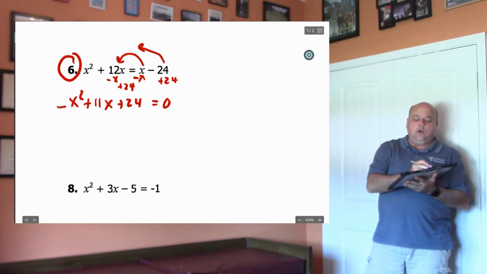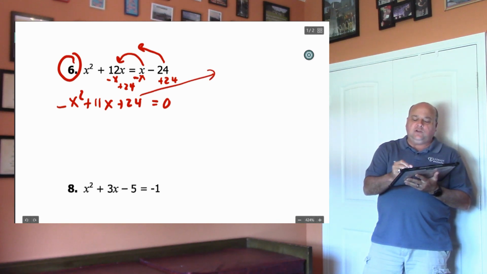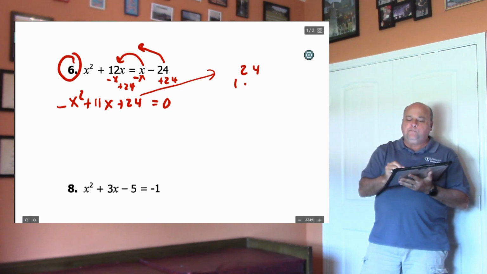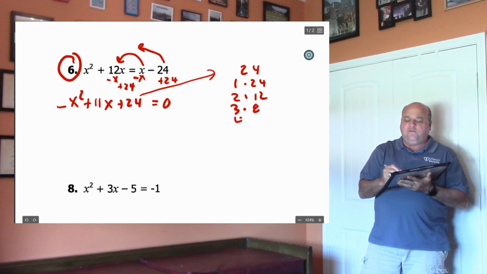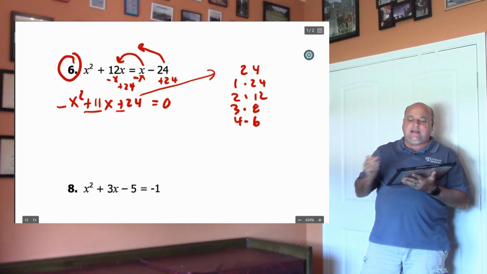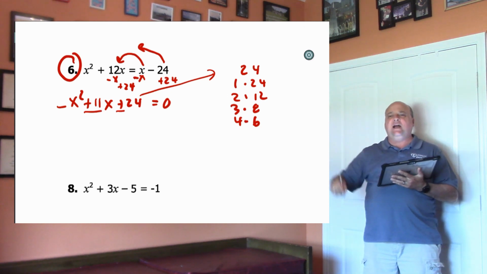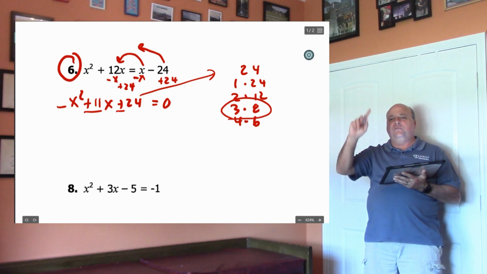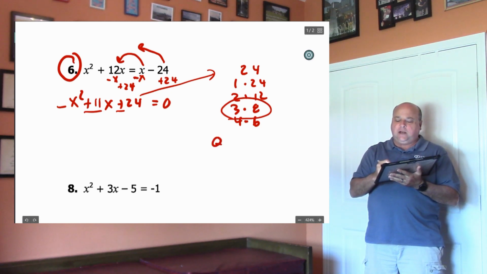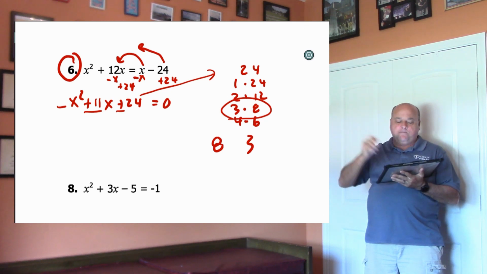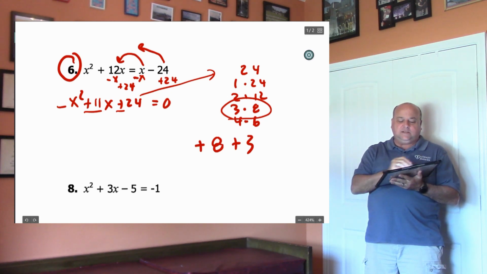There's no A term, so you're going to take the 24, put it over here, write the factors of 24: 1 and 24, 2 and 12, 3 and 8, 4 and 6. Then you want to get the pair that works. We want to add and get 11. So which set of factors adds up to 11? It's the 3 and the 8. Put the factors in order, big to small, put 8 and 3. And what do you do to 8 and 3 to get the 11? We're going to put a plus and a plus.